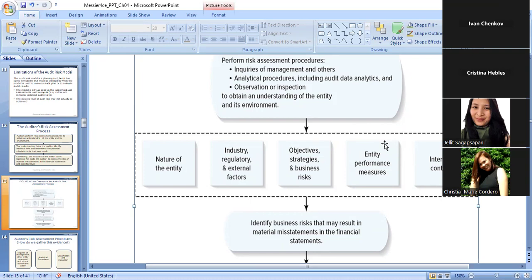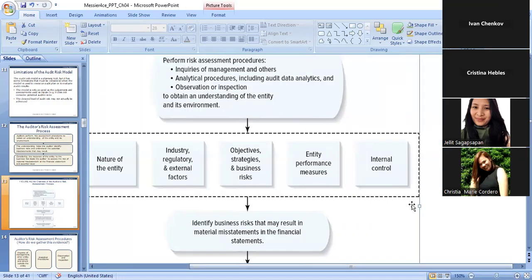The next thing you have to do is observation and inspection to obtain understanding of the entity and the entity's business environment. So how are we going to do that? We're going to check the nature of the business, industry, regulatory, external factors, objectives, strategies, business risk, entity performance measures. We're going to check the internal control.